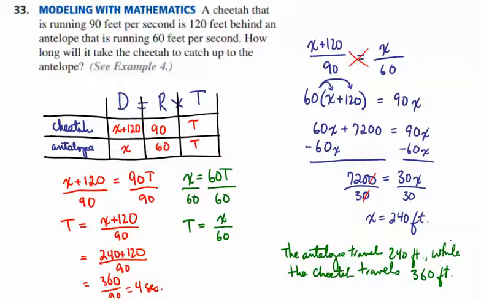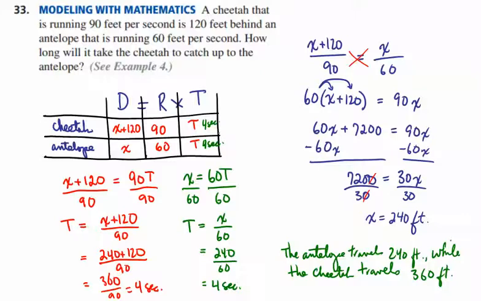Alright, so it'll take the cheetah 4 seconds, but we should get the same value from either side because they're both running the same length of time. And since x is 240 divided by 60, we again get 4 seconds. And so the answer to the question is 4 seconds here.